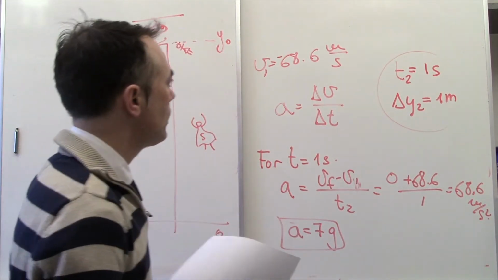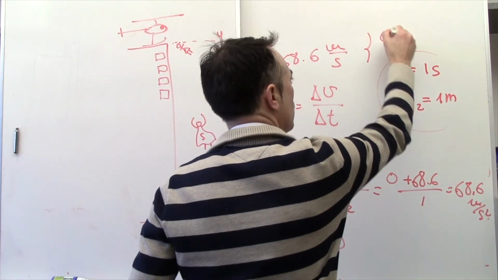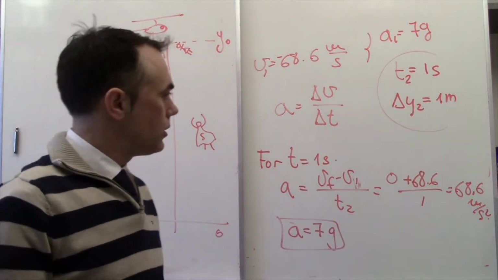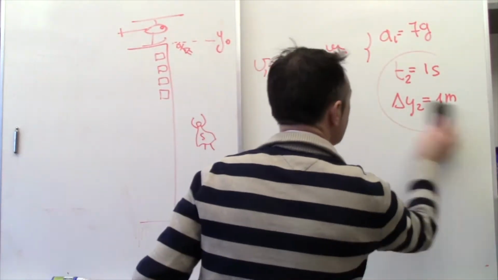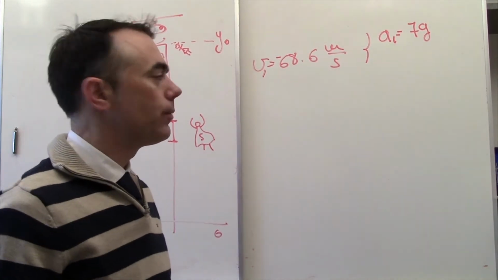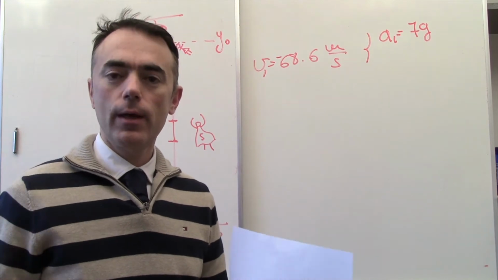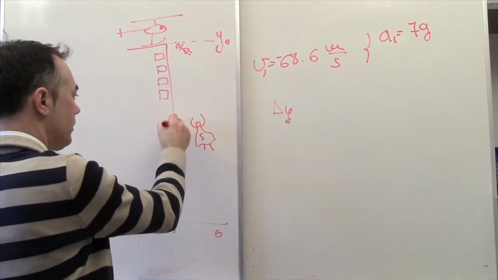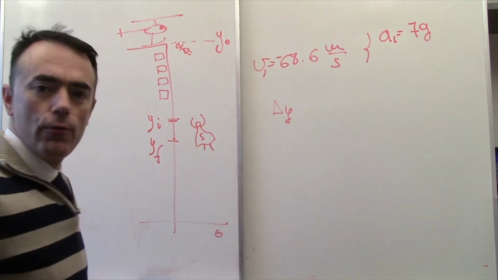Okay, we have this result. Let me just copy it here. Say that the first acceleration that we have found is 7g. Now let's see what this assumption of delta y equal to 1 meter will give us. Now we are going to assume that the condition that we have is that she has traveled 1 meter in that deceleration process. So we know that delta y is going to be from here to here. So this is y initial and this is y final.